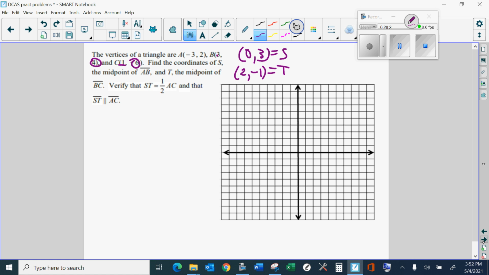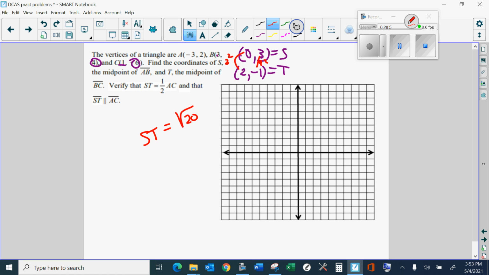Verify that ST, the length of ST, is half the length of AC and that ST is parallel. So now we're having to find slope and distance. How far is it from S to T? Remember, I can change the colors. I can just go 0 to 2 is 2, so I square it, and 3 to -1 on the number line is 4. Square it, so it's 16 plus 4 is 20. So that length of ST is square root of 20.